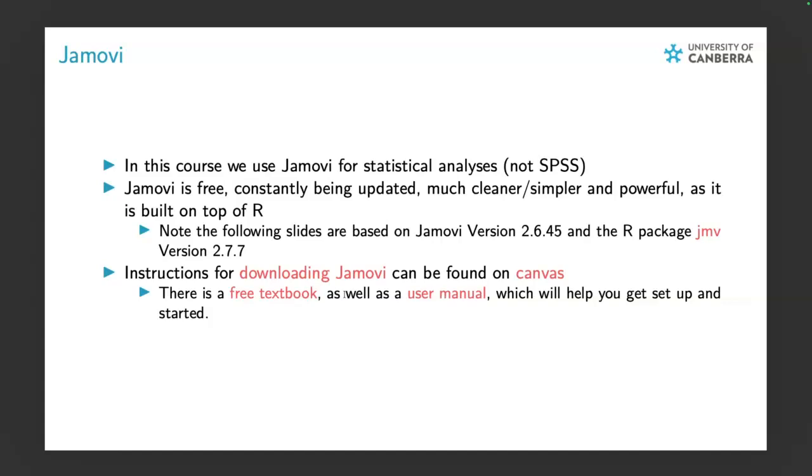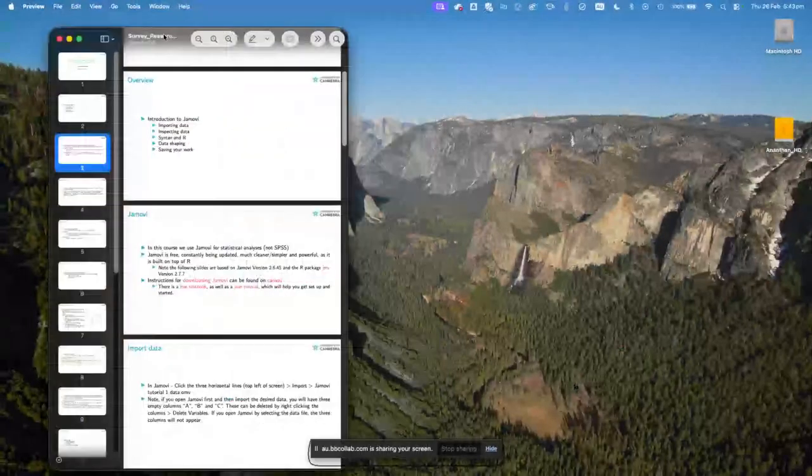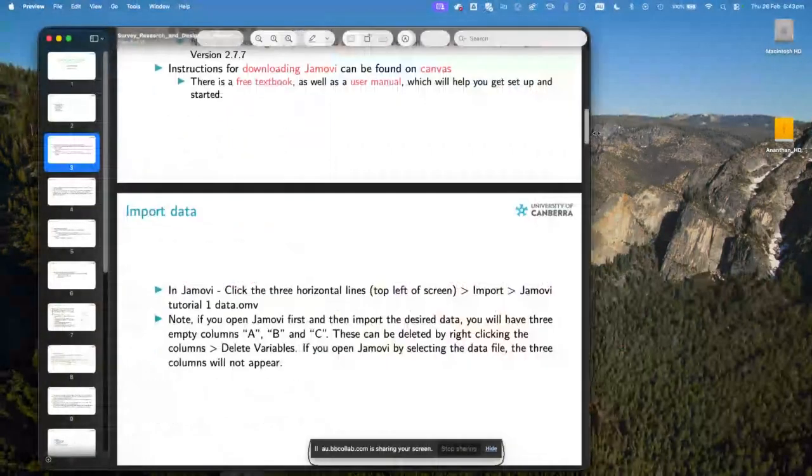So with this, let's get into importing data. The data set that you can find is on Canvas. Let me pop that up for you. If you go into Canvas and you go into week 2, you should be able to find it. And in Jamovi, what you need to do is to click the 3 horizontal lines. So let me do that here. I'm sharing my screen, so that should all work out well.